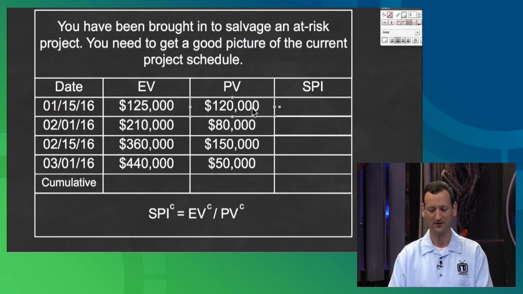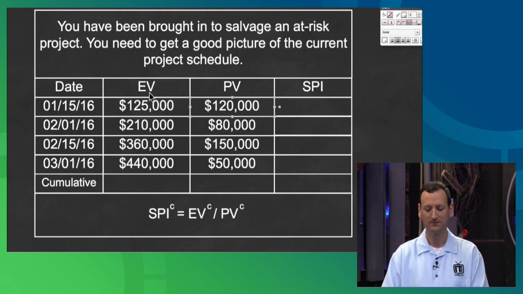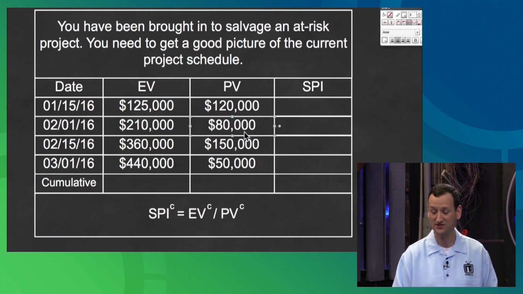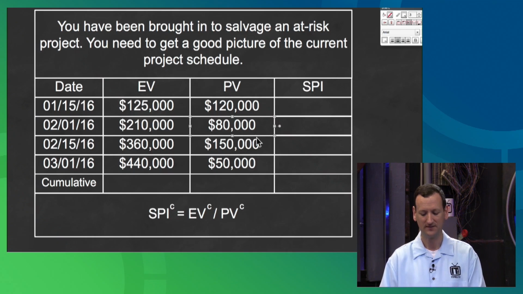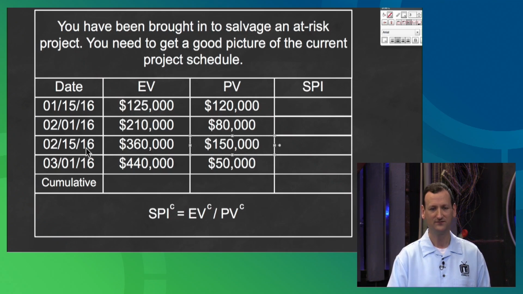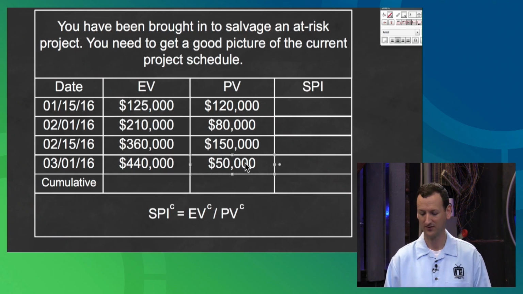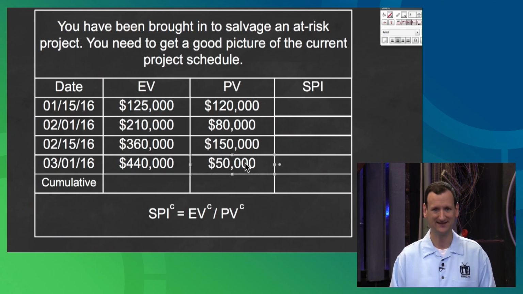The accounting department expects to pay out 120 grand by January 15th. They expect to pay out another $80,000 by February 1st. They expect to pay another $150,000 by February 15th. And then another $50,000 by March 1st. That's their plan per reporting period, okay? And it's okay that it's like that, as long as my earned value is like that also.